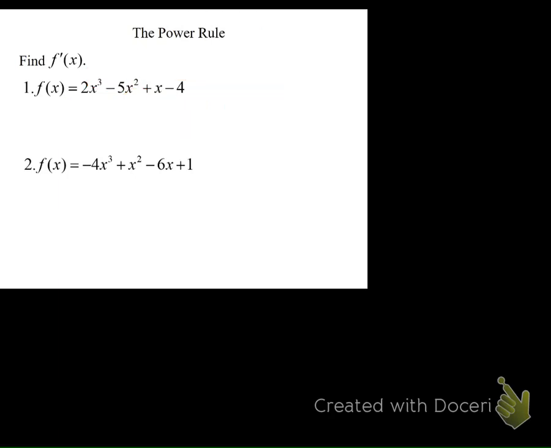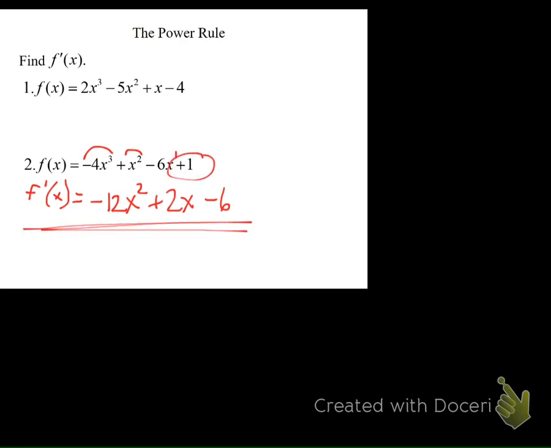Okay, let's see how you did. First of all, did you write the derivative notation? Get in the habit of doing that. Okay? The derivative will be multiply. You get negative 12, subtract 1. Multiply, 2 times 1 is 2. Subtract 1 from the exponent. Here, multiply, and you get negative 6x to the 0, which is just negative 6. And the derivative of a constant is 0. This is my answer. Easy, right? Super easy.